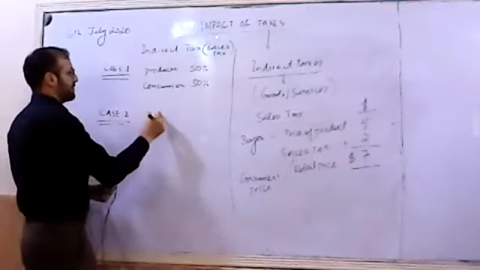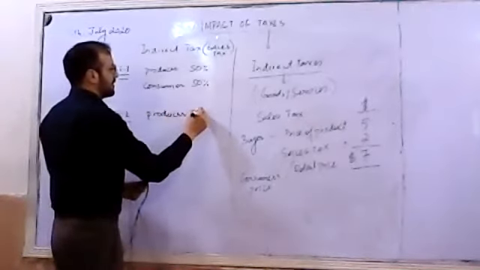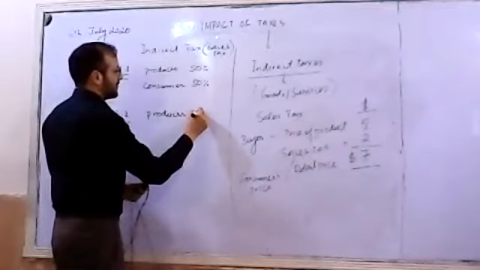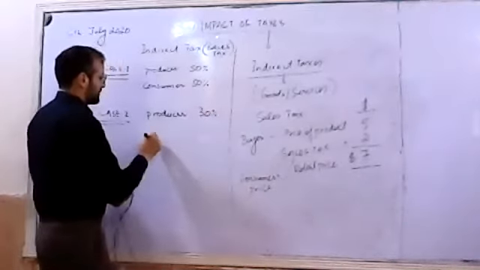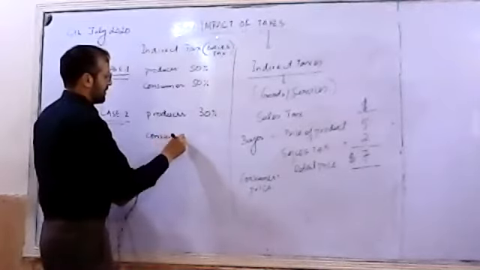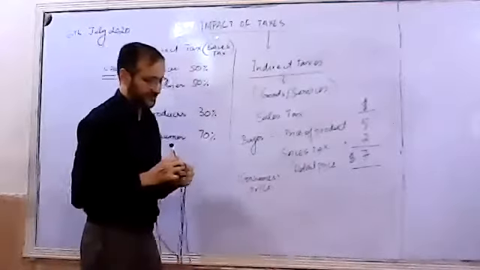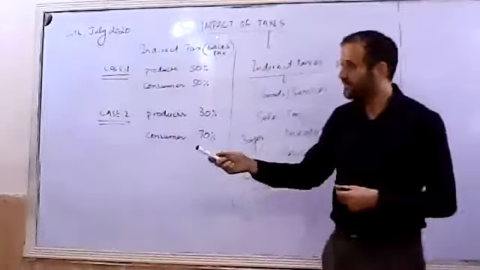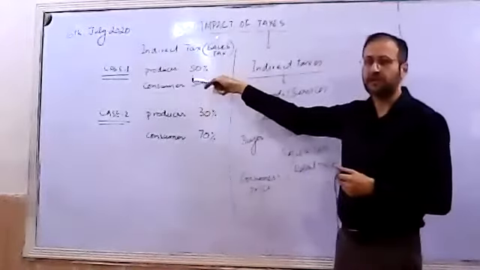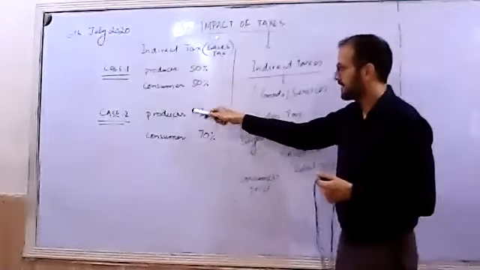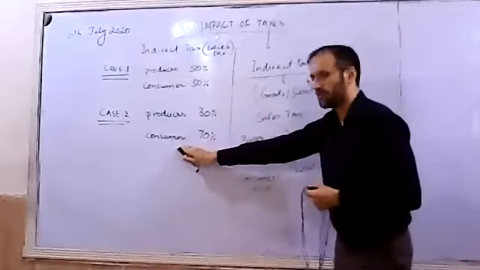Suppose the producer says that they will take the burden of, let's say, 30% on themselves, but on the consumer, they are going to transfer 70% of the tax burden. Now, this is something which is known as the impact. In the first case, the impact is shared equally, but in case 2, we have more impact on the consumer.